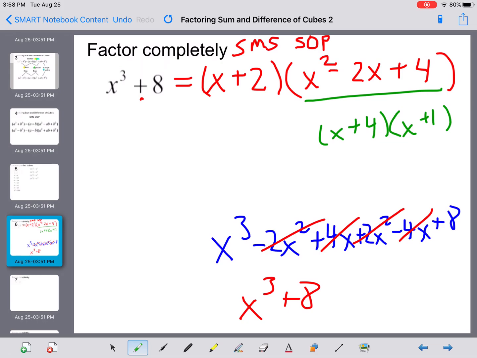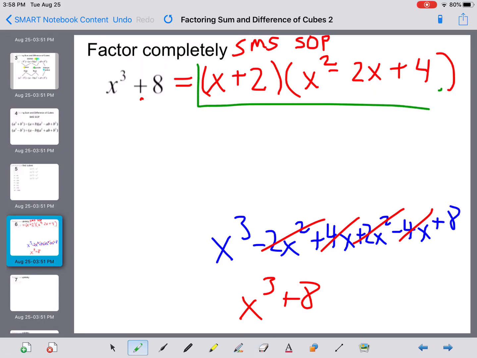So we're going to find that for every single sum or difference of cubes, this last trinomial will not factor. And you'll find out what that results in at a later time, but you will never be able to factor that any further.